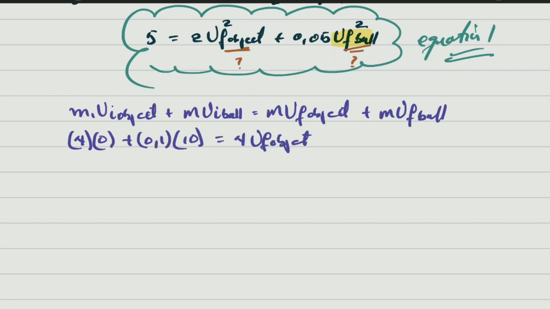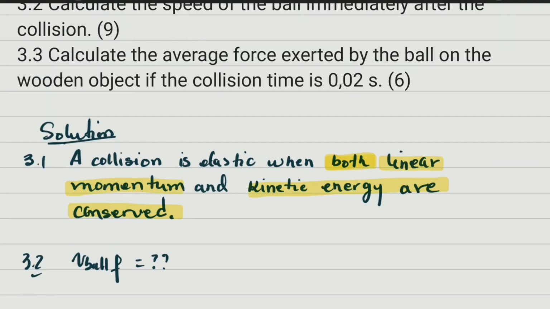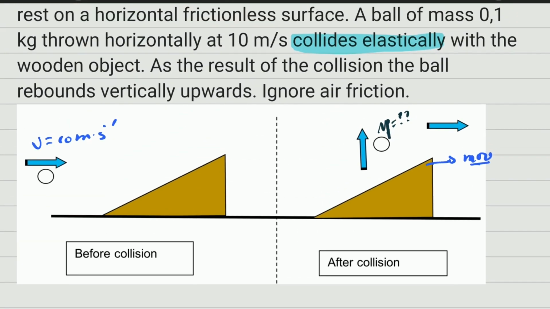Now is the tricky part. I want you to notice that the final velocity of the ball has two directions: horizontal and vertical. In this case, the horizontal velocity of this ball is 0 because it's not moving horizontally, right? And the velocity vertically, which is upward, is the one we are looking for.